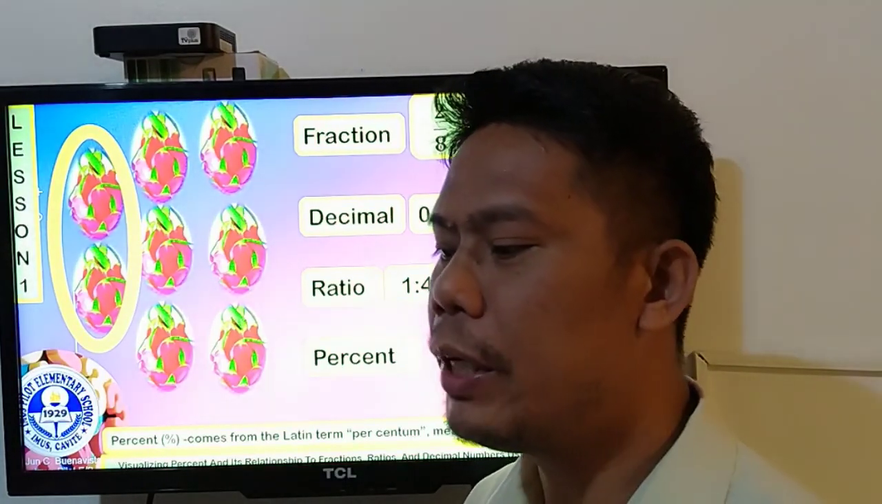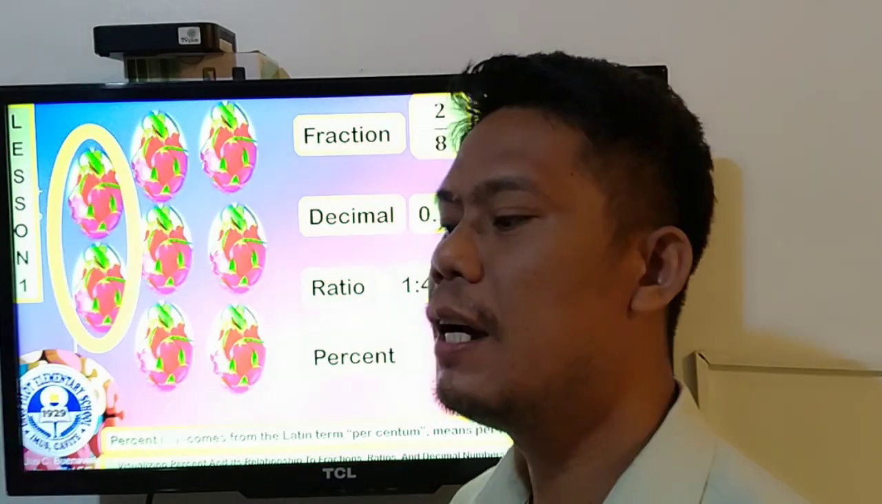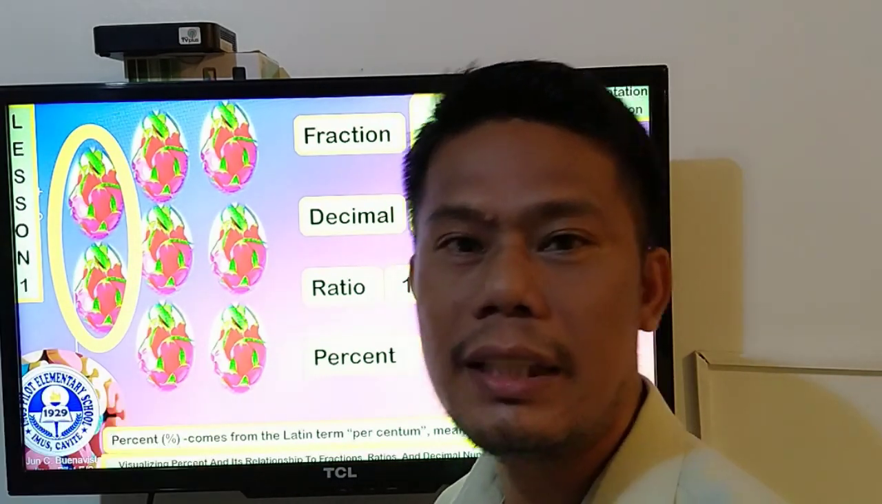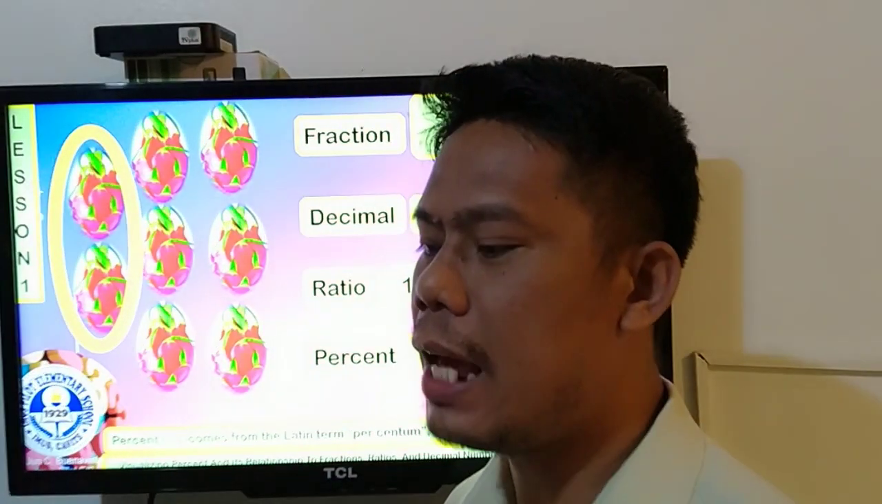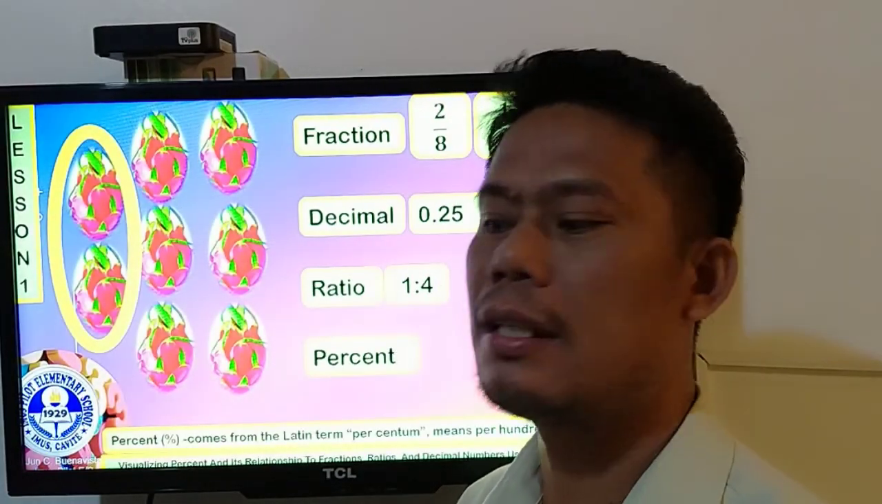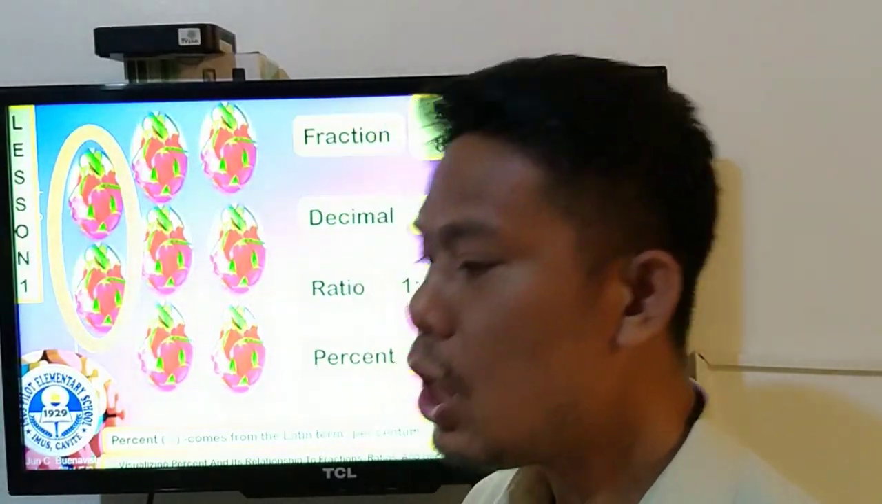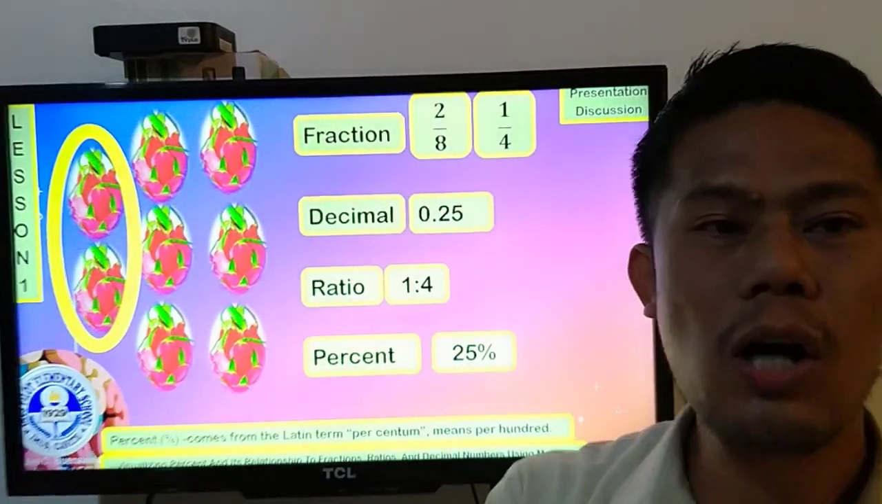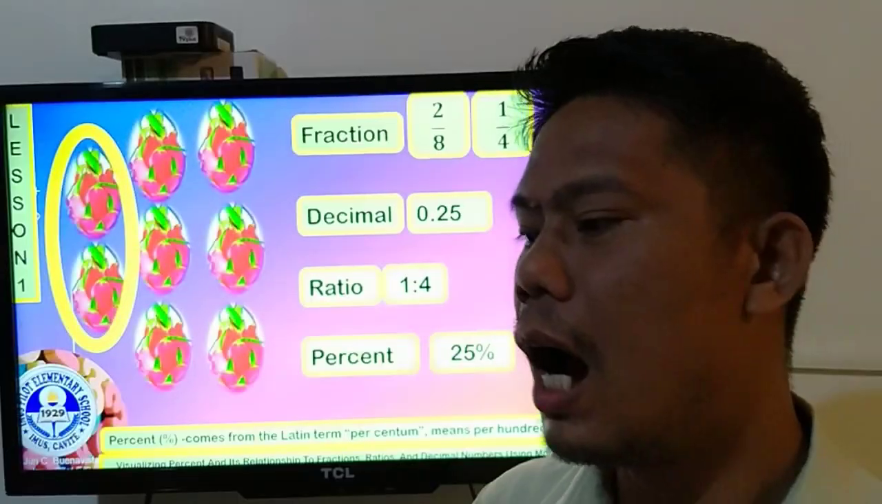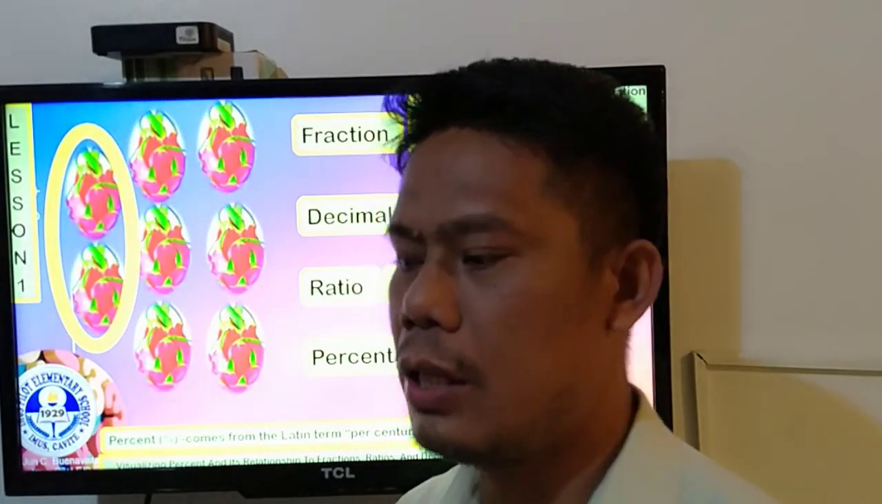Then, in percent. So, saan tayo titingin kapag nag-change tayo ng percent? We're going to look at the decimal number. So, the decimal number is 25 hundredths. So, move the decimal point. It becomes 25%. So, that is now how to change percent to decimal, to fraction, and to ratios.